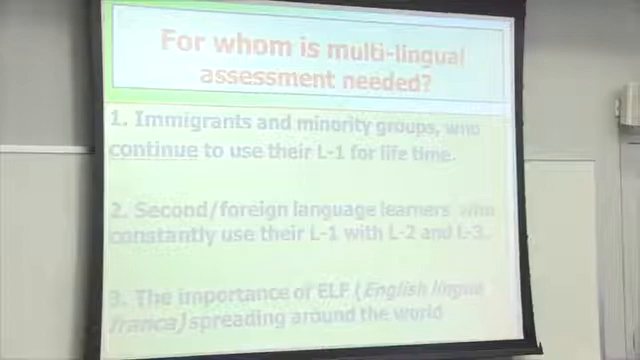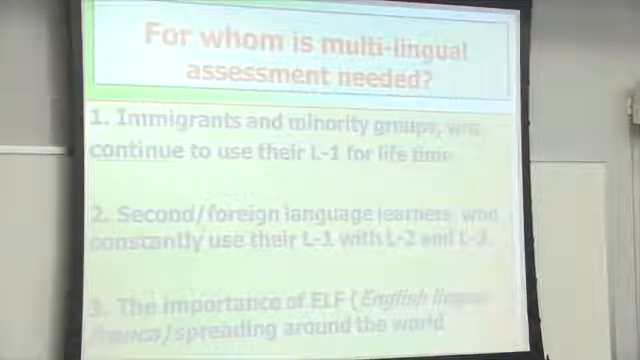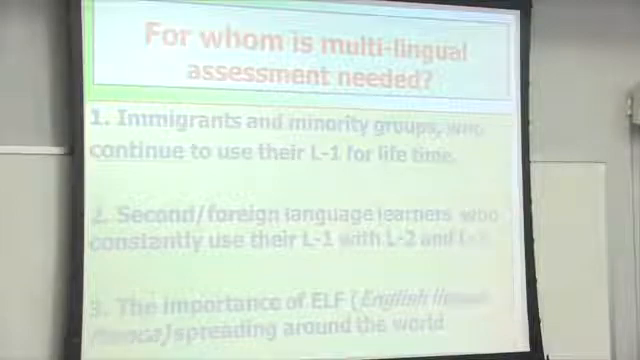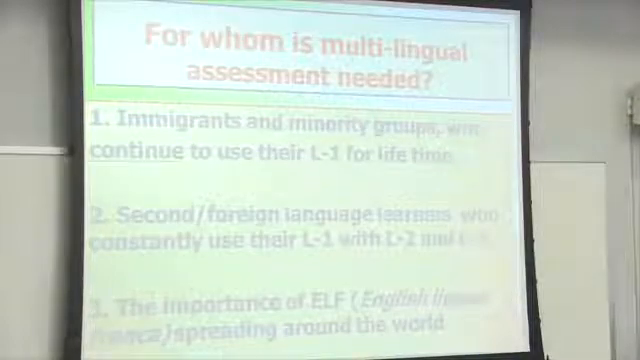For whom is multilingual assessment needed? I used to think that multilingual tests were needed only for immigrants. But not so. All second language, foreign language learning. You learn French, you can learn French for 10 years. You still are counting and using your L1.